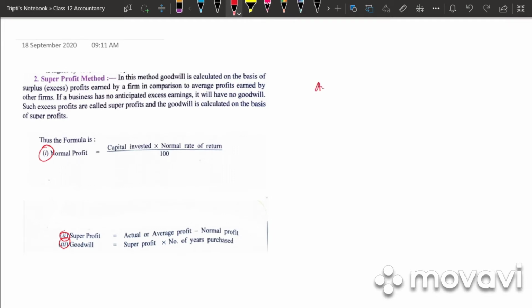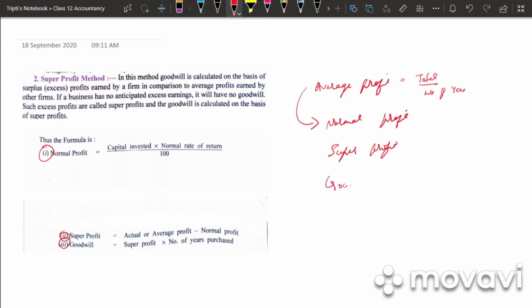So under super profit method, first we will be finding out the average profit, that is total profit by number of years. Then we will be finding out the normal profit. Then we have to find out the super profit, that is average profit minus normal profit. And last is goodwill, that is super profit into number of years of purchase.